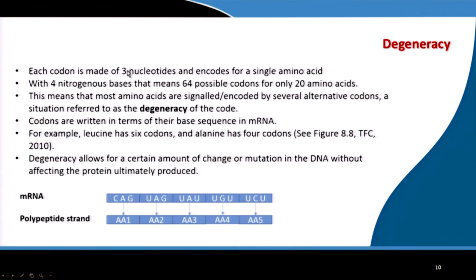Now, since we have 4 possible nitrogenous bases in both the DNA as well as the RNA, with one that is different in each case, in the case of the codons we have 64 possible codons. These 64 possibilities are actually going to be translated into only 20 amino acids. So what that means is that nature has built-in degeneracy.